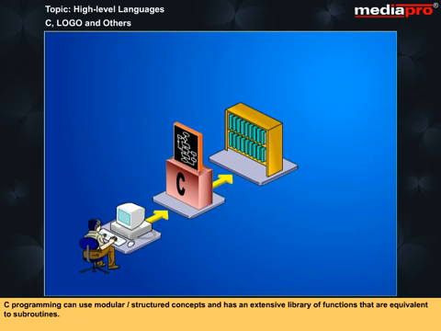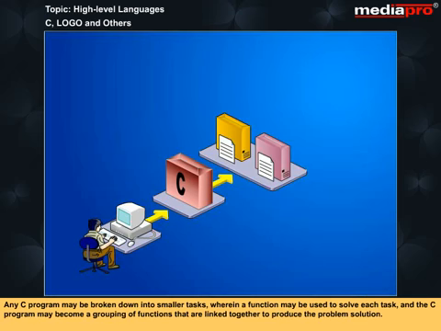C programming can use modular or structured concepts and has an extensive library of functions that are equivalent to subroutines. Any C program may be broken down into smaller tasks wherein a function may be used to solve each task, and the C program may become a grouping of functions that are linked together to produce the problem solution.